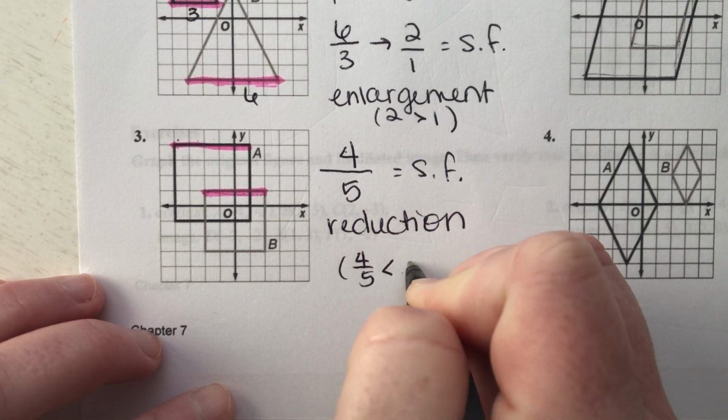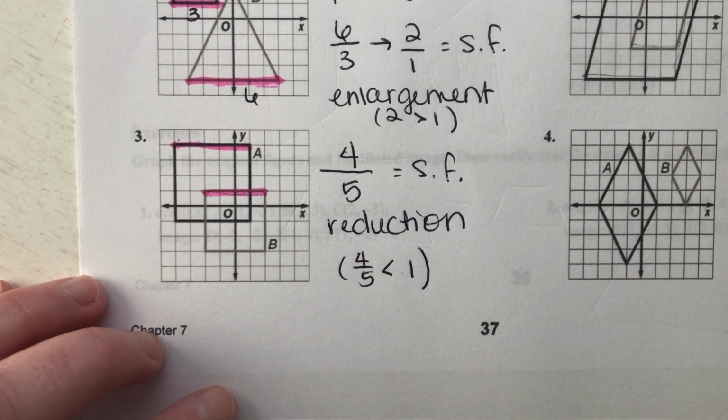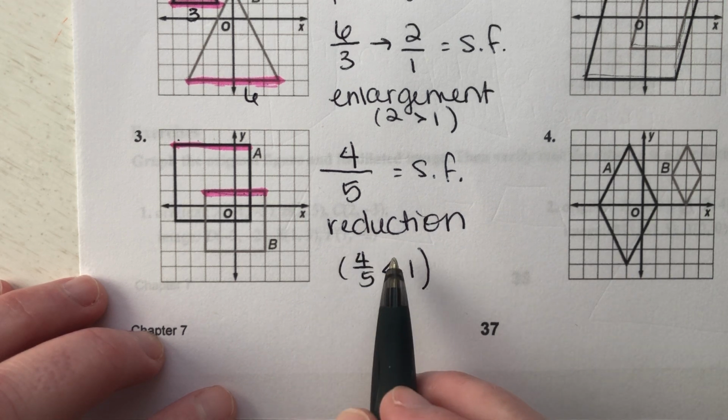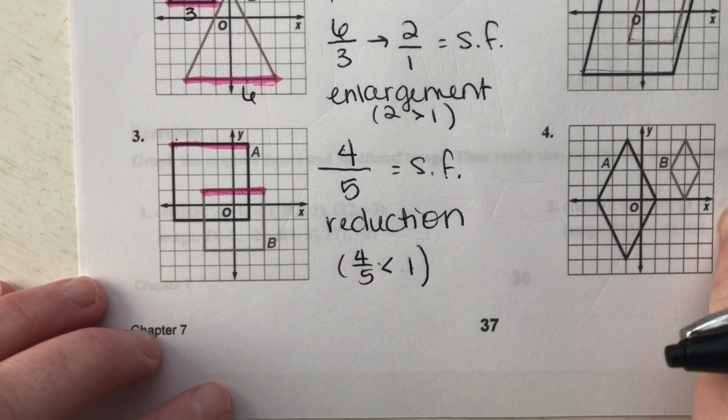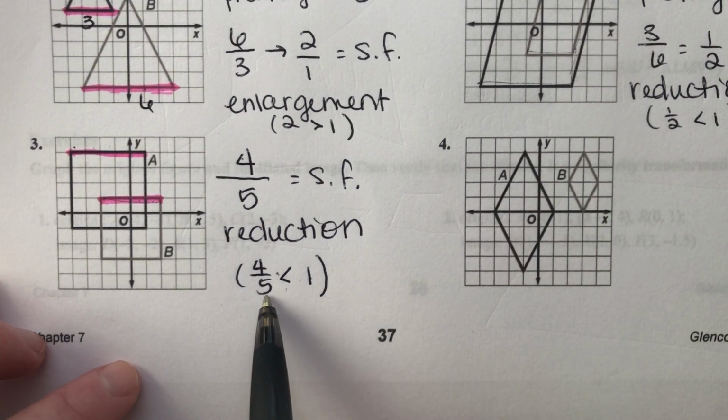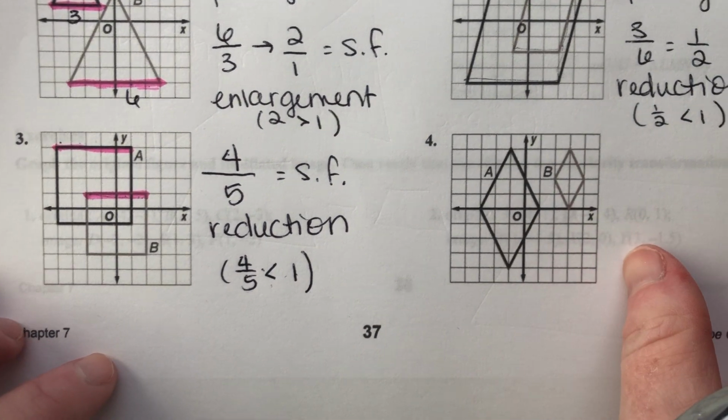4/5 is less than 1. Okay, so if this number is less than 1, it's a reduction. If it's greater than 1, it's an enlargement. This number is our K value, our scale factor of a dilation.